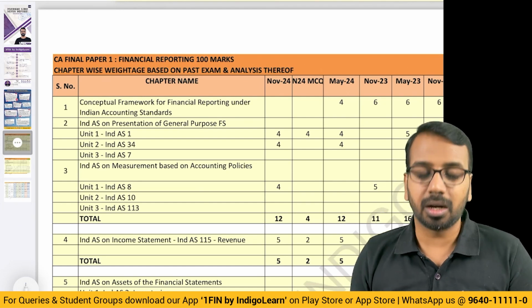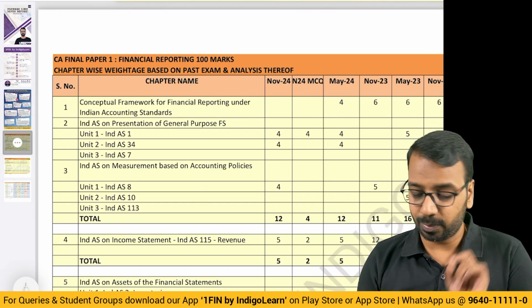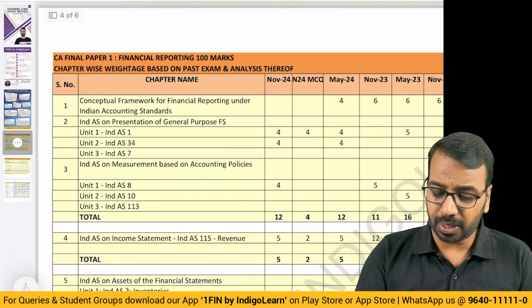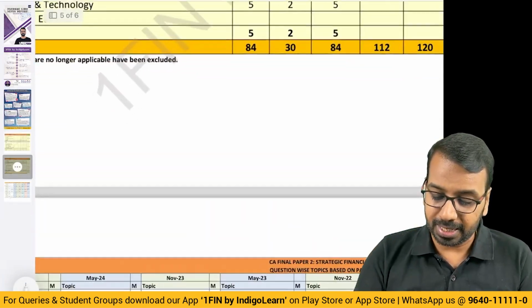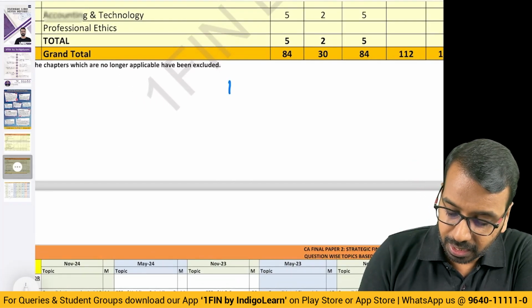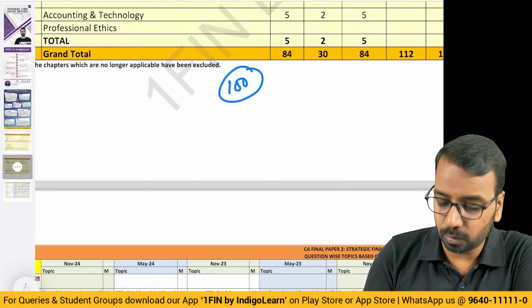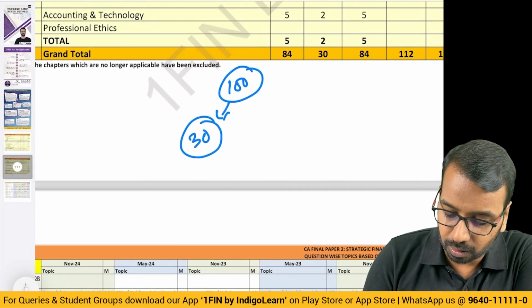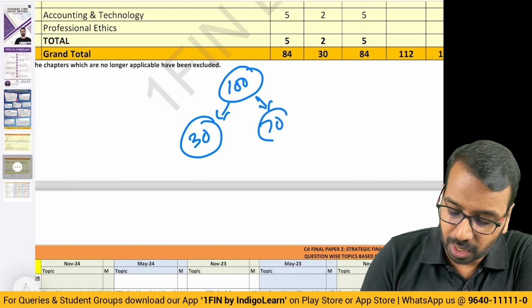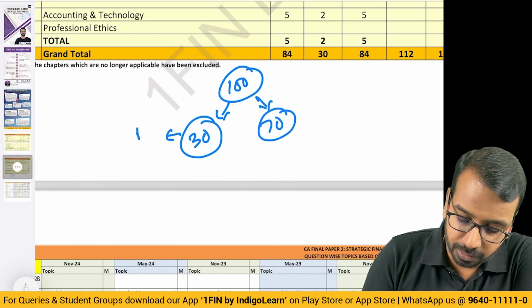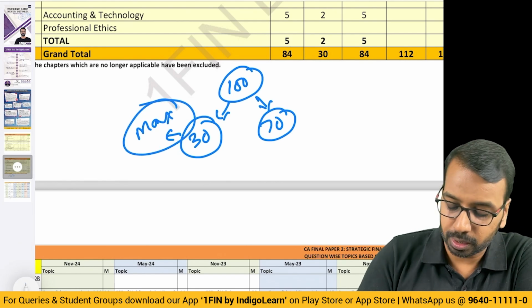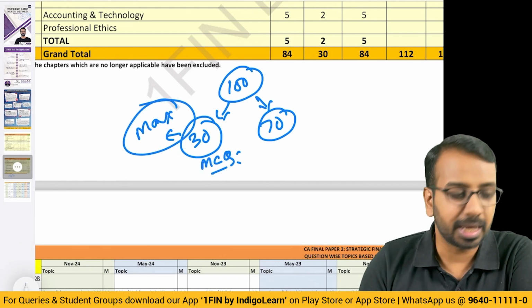And the second thing I want all of you to keep in mind is that in any paper, and I have told this multiple times, if you take a 100-mark paper, we will split that into 30 marks of MCQ and 70 marks of descriptive paper. First, our target should be to maximize score in MCQ.